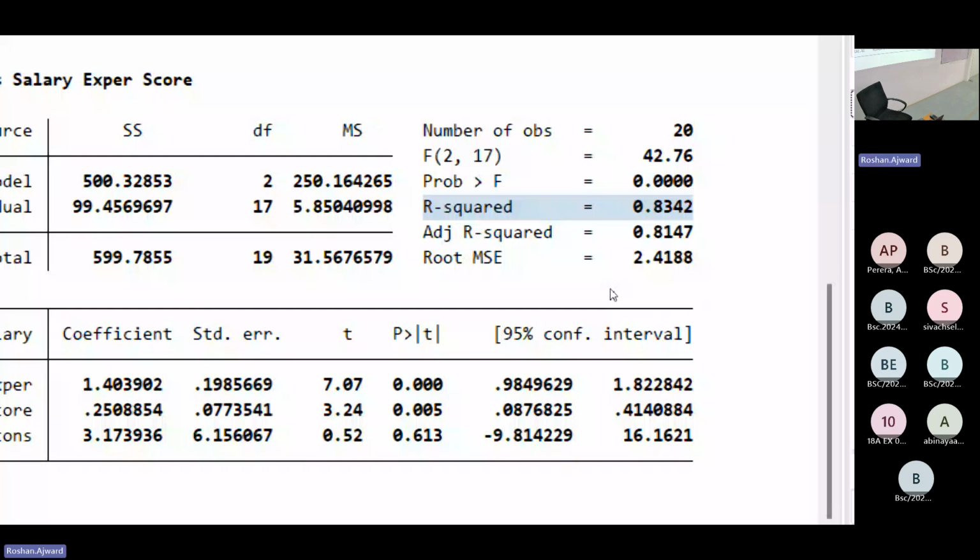This also means that the remaining 17% of the variation of the salary variable is explained by variables other than these two independent variables.